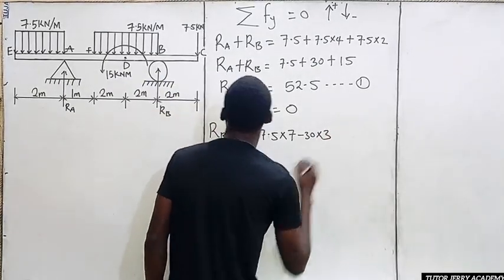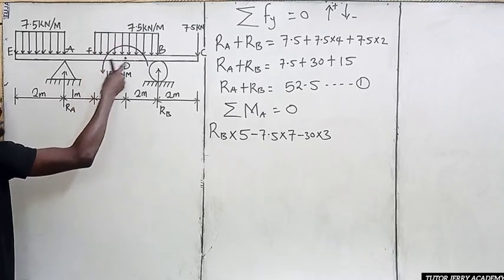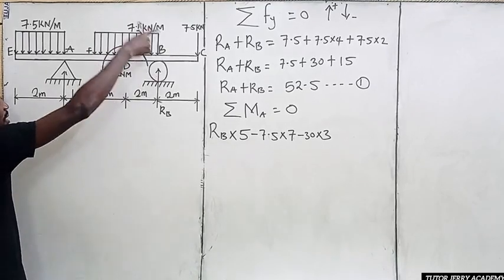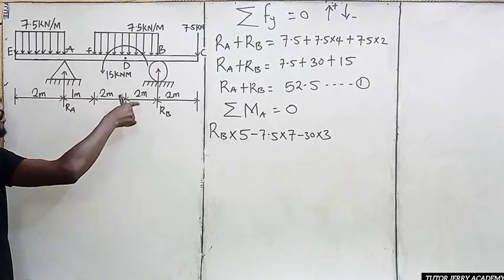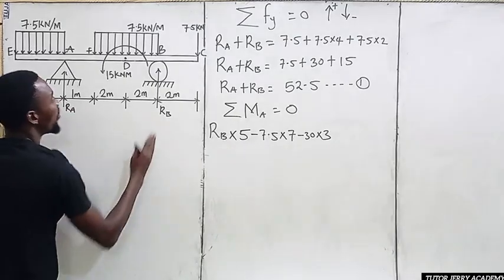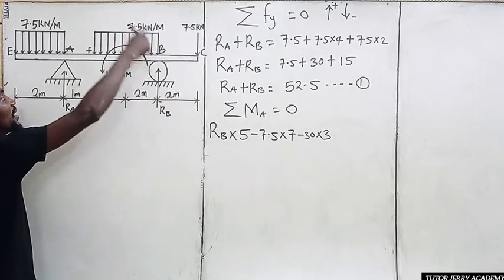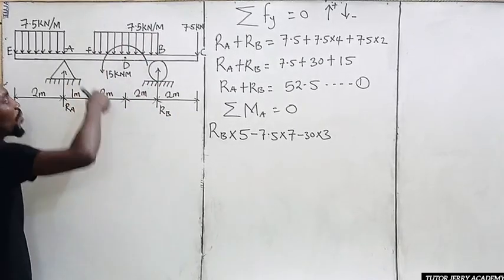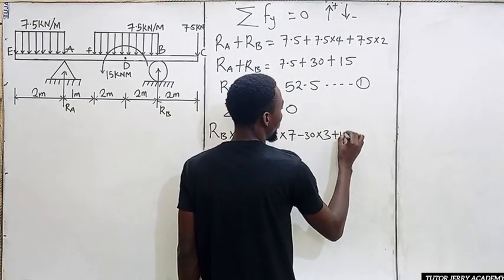All right. Don't forget, we also have a moment here at point D. And the moment is going in an anti-clockwise direction, right? And we said that our upward force is positive, right? And our upward force is going to give us an anti-clockwise moment. So it means that that is going to be plus 15.